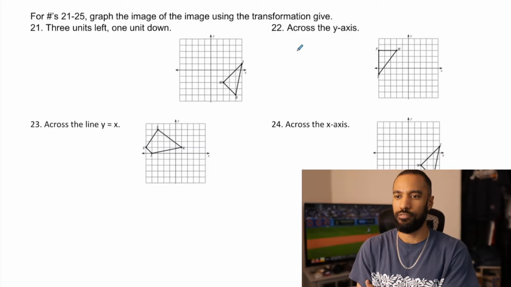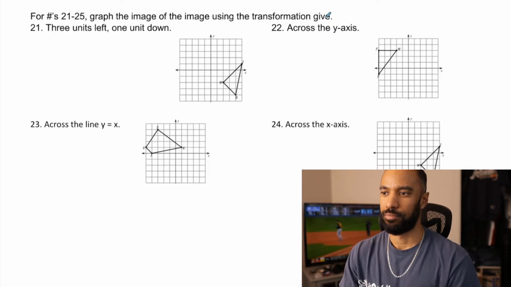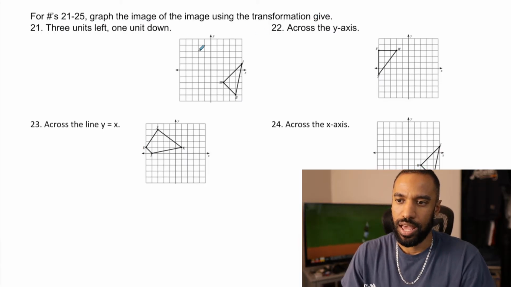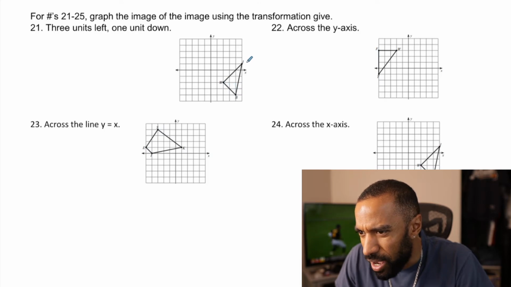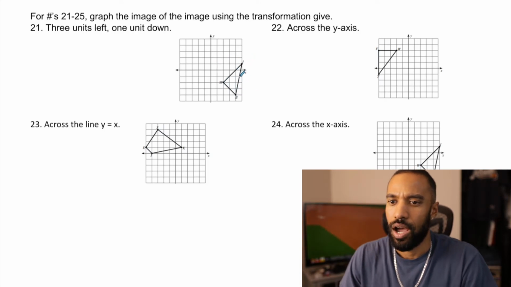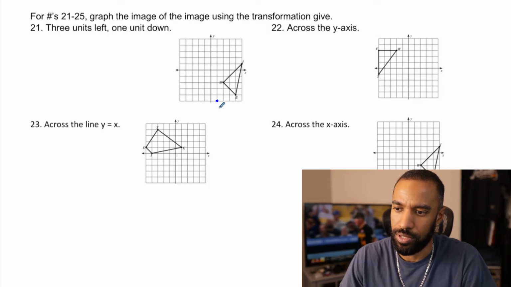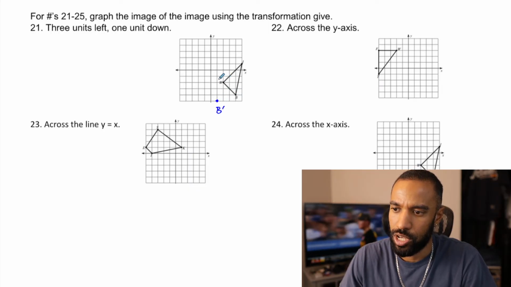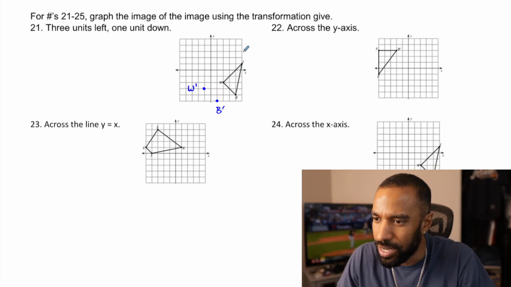All right, we have some transformations to do here. Graph the image using the transformation given. 3 units left, 1 unit down of BWI, it looks like it says. Each point will go 3 units left, 1 unit down here. So that can be B prime. W, 3 units left, 1 unit down. This is a translation, by the way. W prime. I think that's an I.